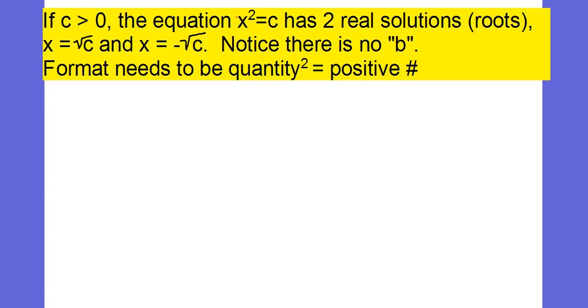So that's the definition of the square root property. Notice that there's no b term. You have your x squared term and your c term from your quadratic, but no b term. The format has to be as follows: the quantity squared equals a positive number. These are the conditions I was talking about in your objective. They must exist if you want to apply the square root property to solve a quadratic equation.